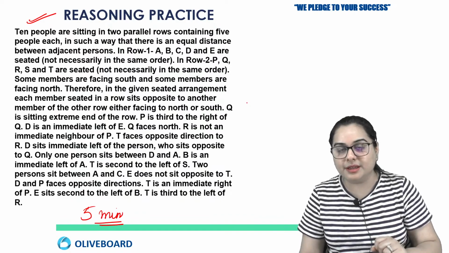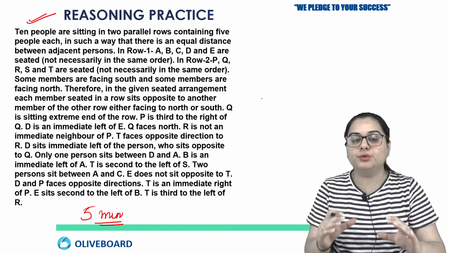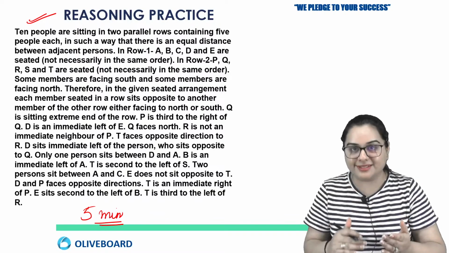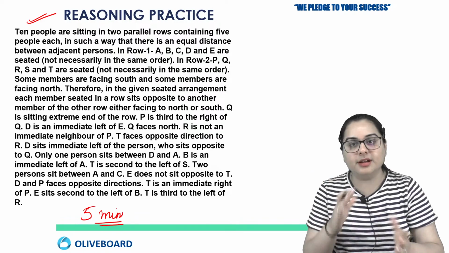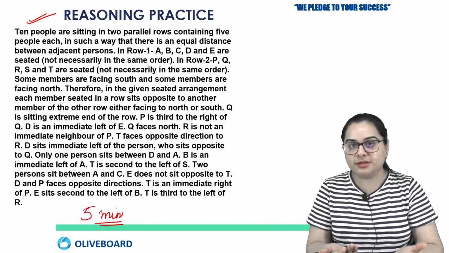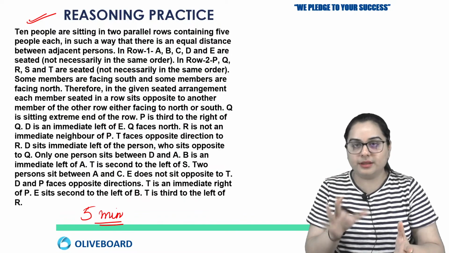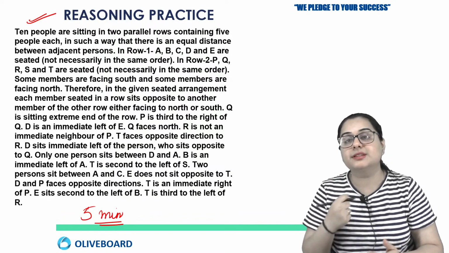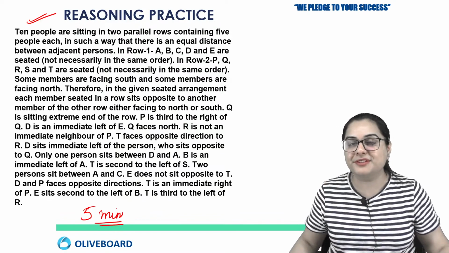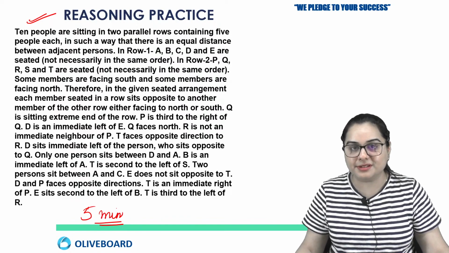So what does it mean? Actually, you have two rows, but the people sitting in two rows are not facing each other. They are just sitting opposite to each other, but they are not facing each other. They might be facing each other, but it is not sure. Okay, so here in a single row, there are 5 persons, and out of those 5 persons, there are some persons who are facing north and there are some persons who are facing south. Now this is a question of mixed facing. Let's see if we are able to solve this.